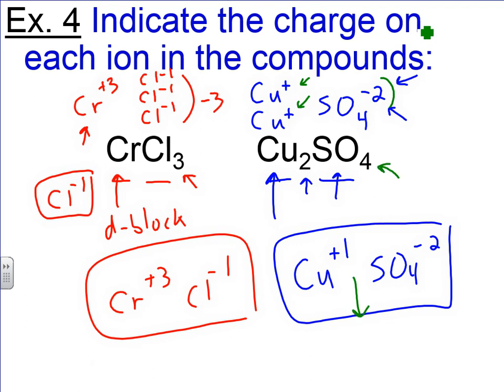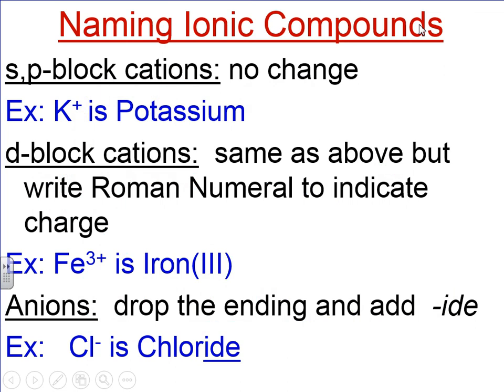Okay? Now we're going to name these. The naming rules are as follows. For the S and P block cations, there is no change in the naming. So if you have a metal like potassium, you simply say potassium. No change. It's really easy.